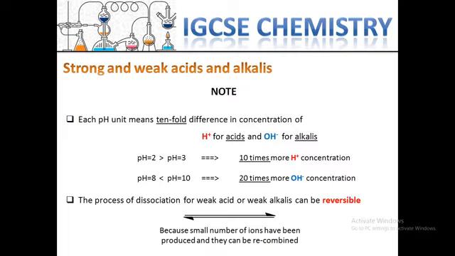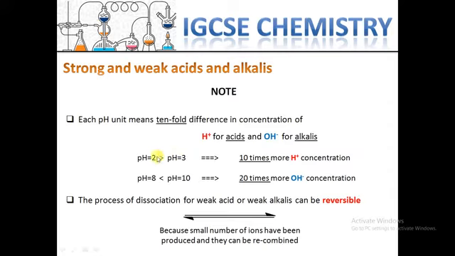There are two important notes for strong and weak acids and alkalis. Each pH unit means a tenfold difference in concentration. For acids, we consider the concentration of the hydrogen, and for measuring whether alkalis are strong or weak, we consider hydroxide.